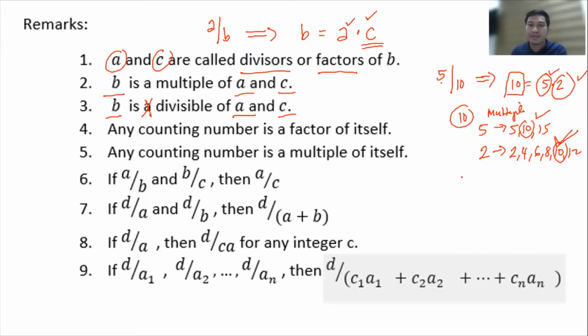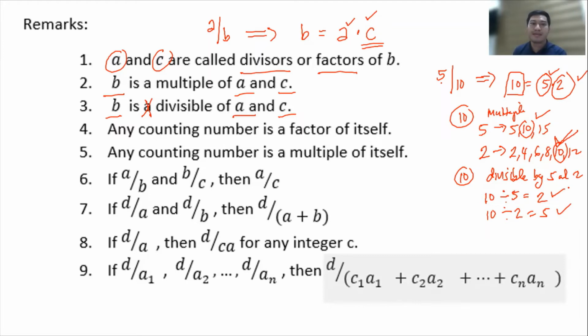Let's check. Is 10 divisible by 5 and 2? Let's check. 10 divided by 5, that is 2. Check, divisible. 10 divided by 2, that is 5, divisible. That's correct. B is divisible by A and C.